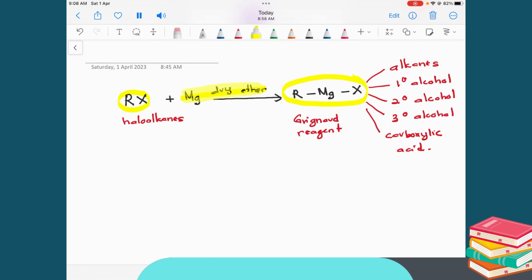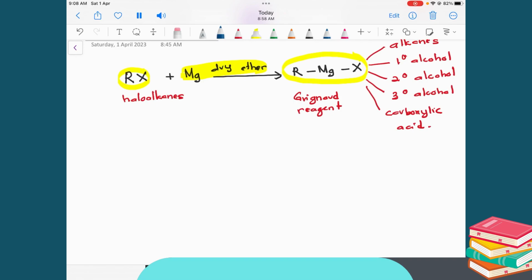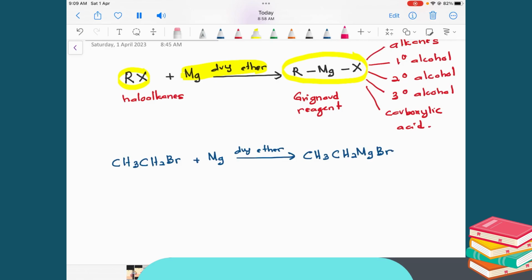Magnesium and dry ether are the reagent and condition for the Grignard reagent to be produced. For example, we have ethyl bromide. This is how I show you how we can prepare a Grignard reagent. It undergoes reaction with magnesium in the presence of dry ether, and the product formed is CH3CH2, then magnesium in the middle, and bromine. So that is a Grignard reagent.